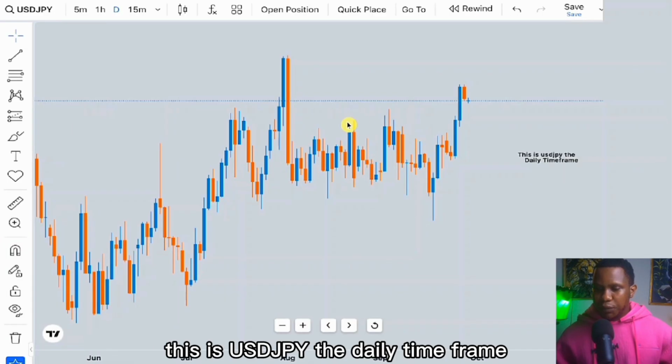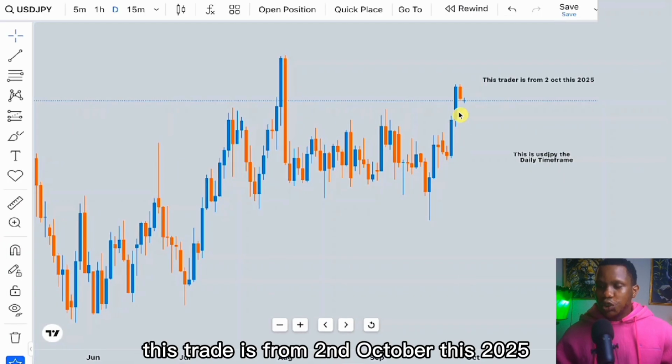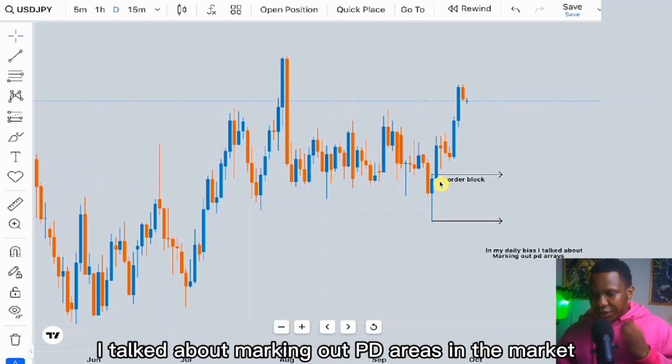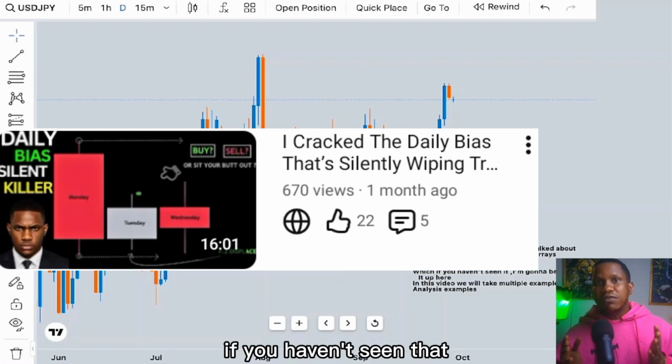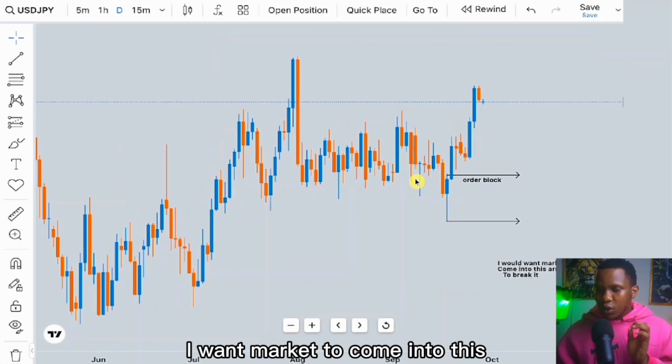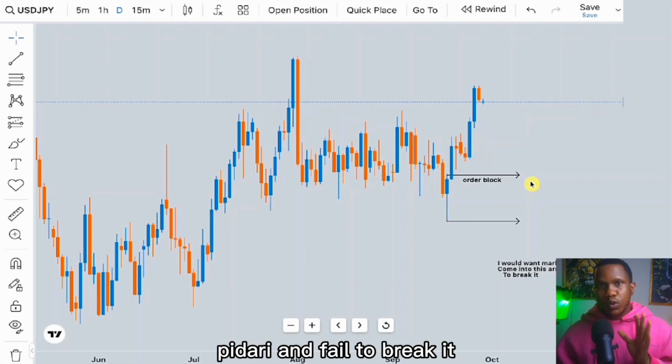This is USDJPY, the daily time frame. This trade is from 2nd October 2025. What can you see here? In my daily bias video, I talked about marking out PD arrays in the market. If you haven't seen that, I'm going to be linking it up here. I want market to come into this PD array and fail to break it.